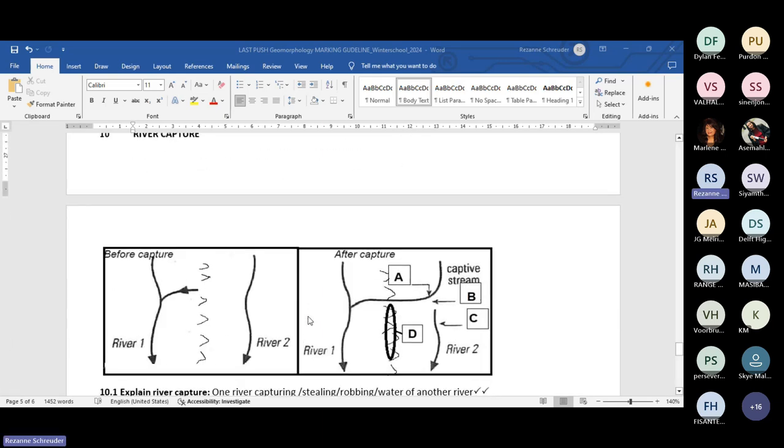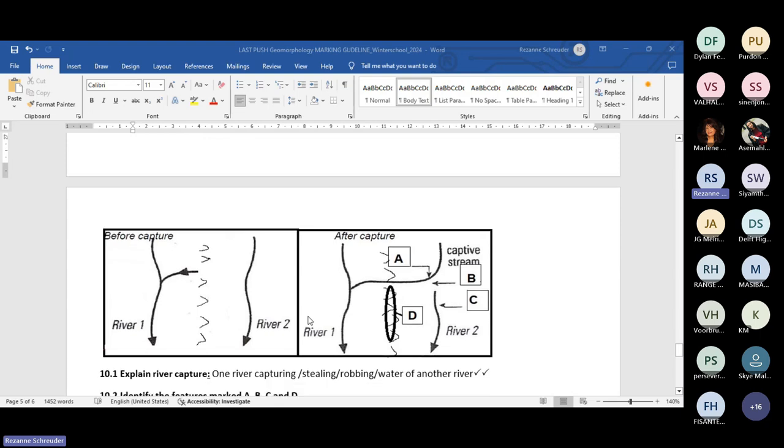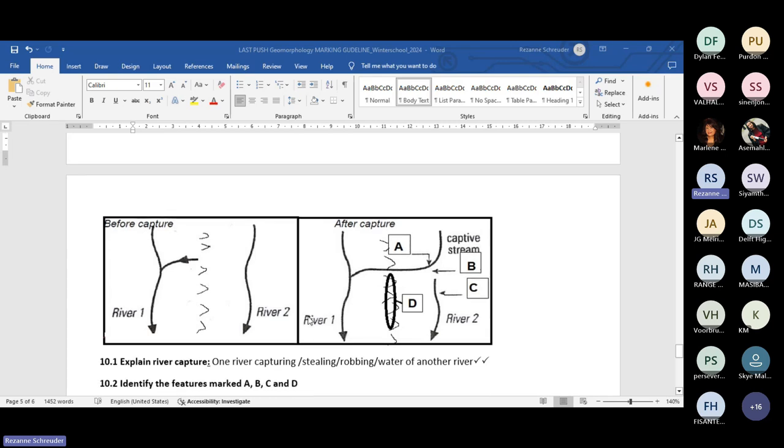Right, river capture. So now let's have a look at how this question is exactly the same as the one on the notes, but it's just in a different way. So we know that river capture is when one river is stealing water from another river. Now they ask us to identify the features marked A, B, and C.